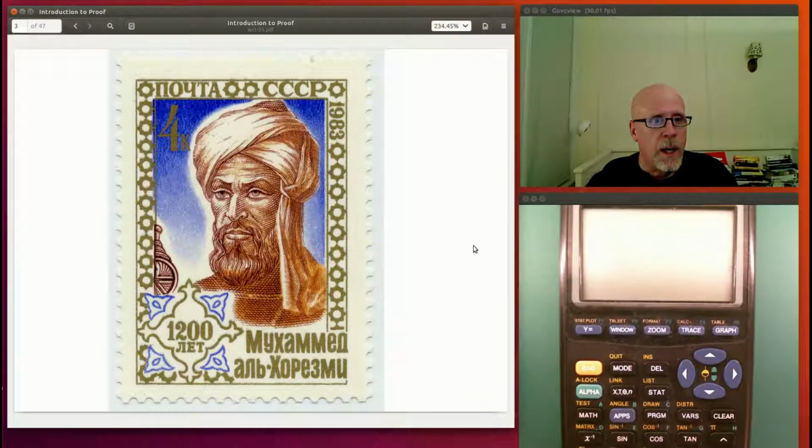This is a picture taken from the History of Math archive at MacTutor at St. Andrews University. It's a stamp from the former Soviet Union. You can tell that by the upper right corner. CCCP is the initialism for what was USSR in English.